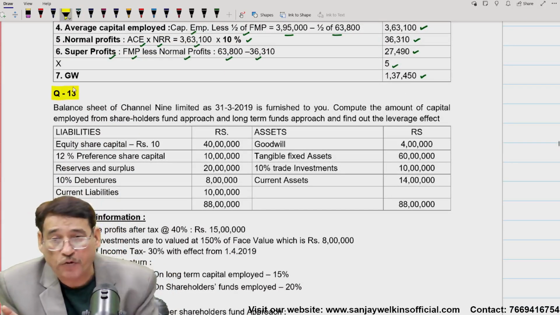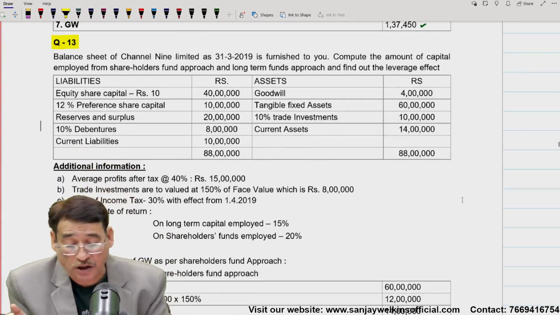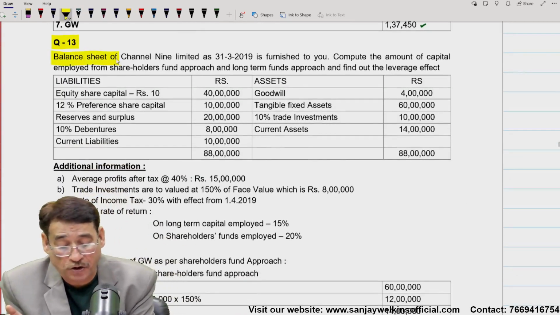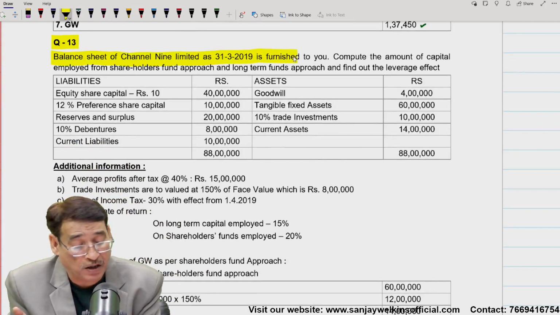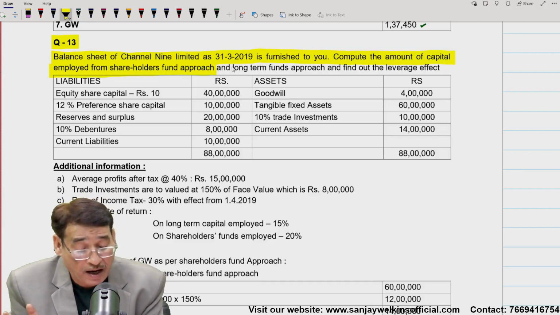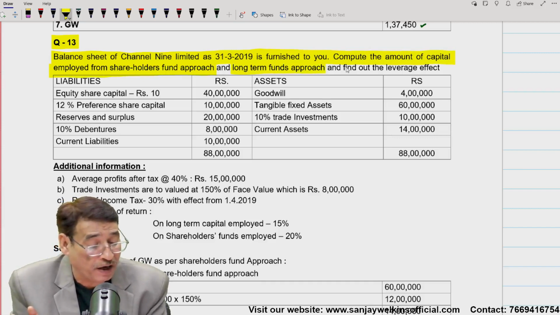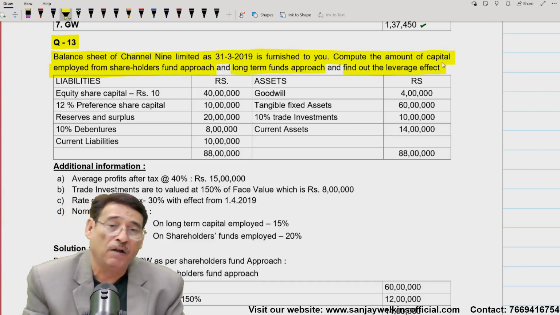We move over to question number 13 now. In this particular question, it is given that the balance sheet of Channel 9 Limited is furnished to you, and compute the amount of capital employed from the shareholders fund approach and long-term fund approach and find out the leverage effect.